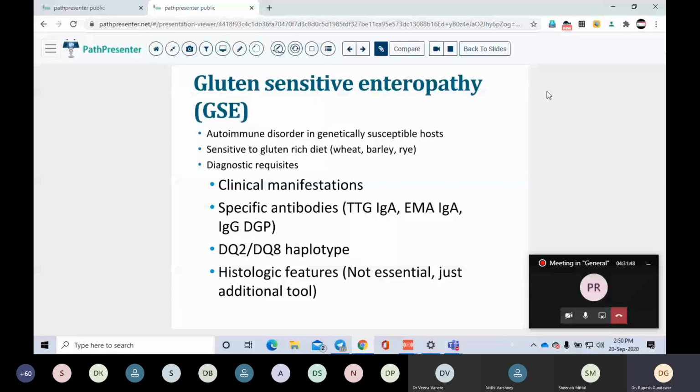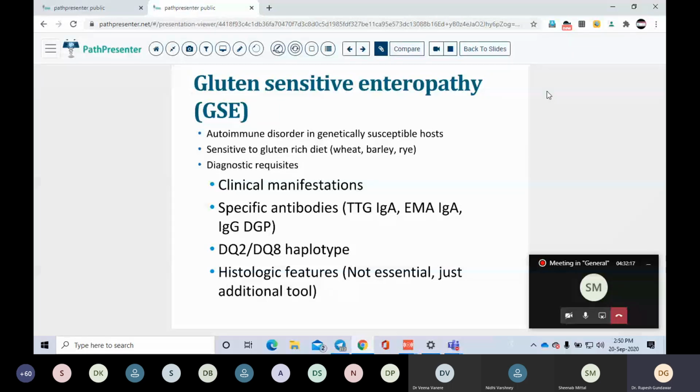And then comes the important entity in malabsorption, that is gluten sensitive enteropathy. So we are not labeling this directly as celiac disease. It is ideally to be said as gluten sensitive enteropathy. This is an autoimmune disorder occurring in a genetically susceptible host. They will be sensitive to a gluten-rich diet, like wheat, barley or rye.